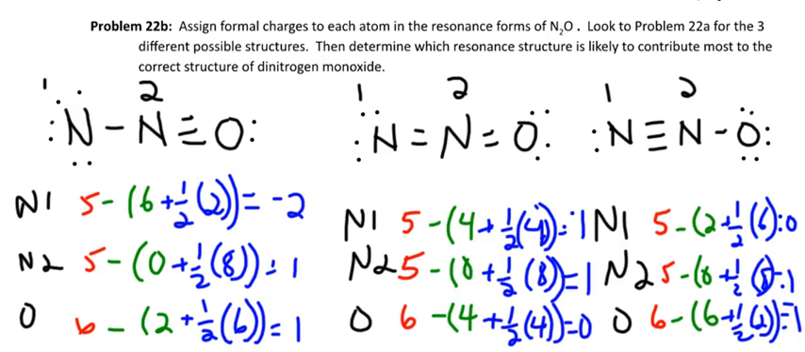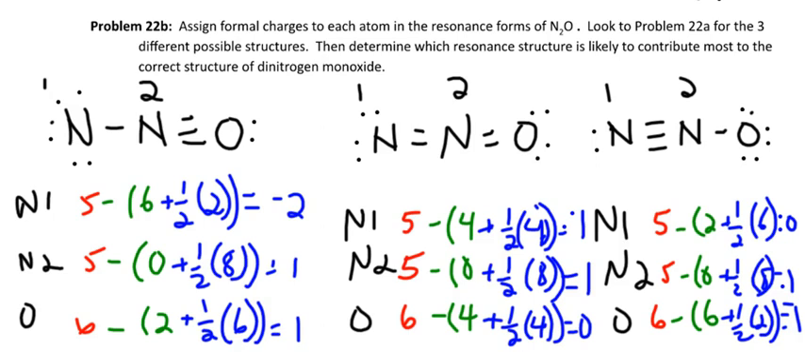So here are my 3 structures. Again, notice I used 22A as a guideline. I have a single bond and a triple bond, 2 double bonds, and a triple bond and a single bond. And I labeled the nitrogens 1 and 2 so we can keep them straight. And you can see in the first case I got -2, 1, 1. It doesn't look so great there. There are not any zeros there. It doesn't really help. But they do add up to 0, which is a good thing.